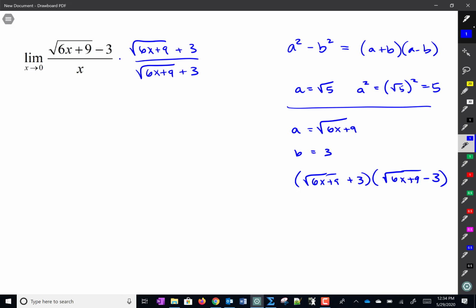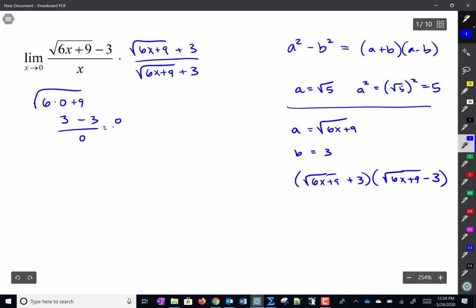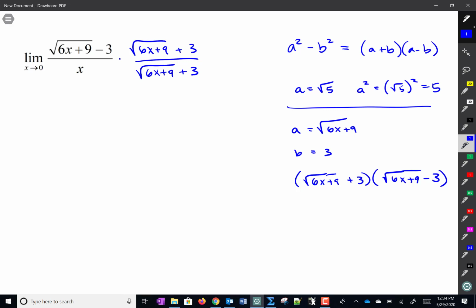So for instance, if I plug in x equals 0, 6 times 0 is 0, plus 9. When I take the square root of that, that's 3. So 3 minus 3 in the numerator is 0, divided by 0, we get this 0 over 0 form. So I'm trying to manipulate this problem algebraically so that it becomes something that I can evaluate analytically in the end. And the difference of squares is going to do that for us.